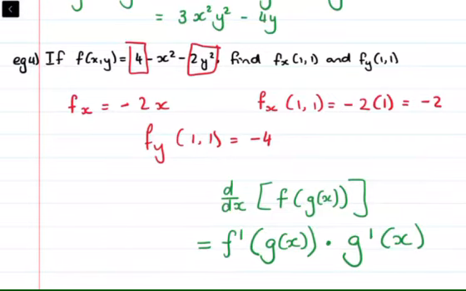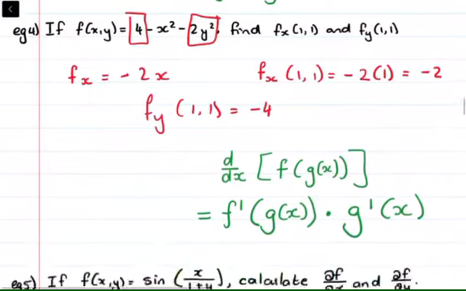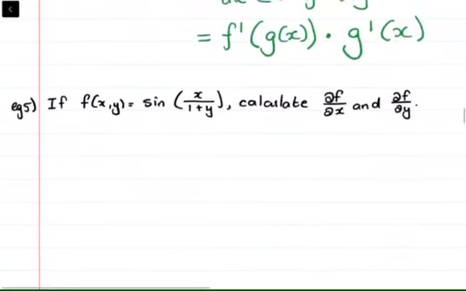Okay. Now let us see if we can do chain rule with partial derivatives. So what happens if f of xy is sine x over 1 minus y? We need to calculate the partial derivative with respect to x and the partial derivative with respect to y.